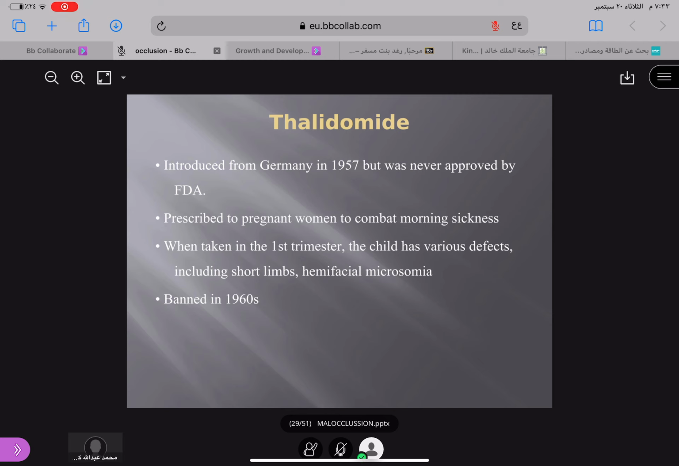Thalidomide is also one chemical usually prescribed to pregnant women to combat morning sickness. When taken in the first trimester, it can cause various defects like short limbs and hemifacial microsomia. So this drug was banned in the 1960s.